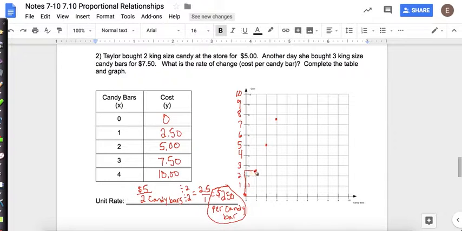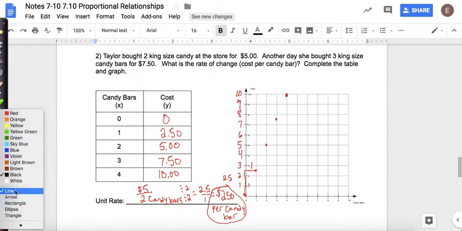up 2.5 over 1. So it's going to be hard for you to tell this, but that's 1, and that's 2.5 over here. For my rise is 2.5, and my run is 1. And then we could go up 2.5 over 1, up 2.5 over 1, up 2.5 over 1, and then we could find that 4 candy bars was $10. Okay, so go ahead and connect these points.